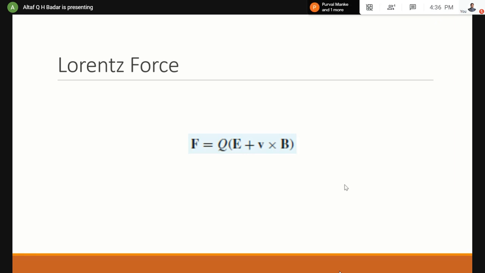However, what we can come out of it is that F is proportional to Q, and F is also proportional to the product of Q as well as a combination of E plus v cross B. Okay, so this is another thing. However, I haven't found many numericals on the Lorentz force.